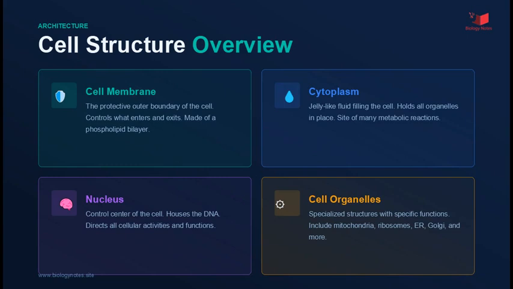A typical cell has three main parts: the cell membrane, cytoplasm, and nucleus. The cell membrane forms the outer boundary of the cell. Cytoplasm is the jelly-like fluid that holds all organelles. The nucleus controls the activities of the cell. Inside the cytoplasm, different organelles perform specific functions.